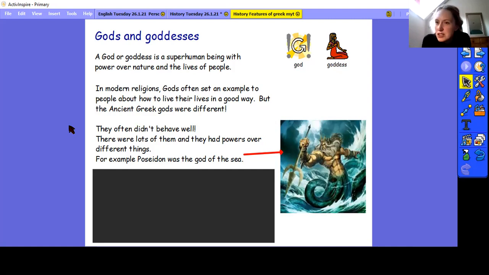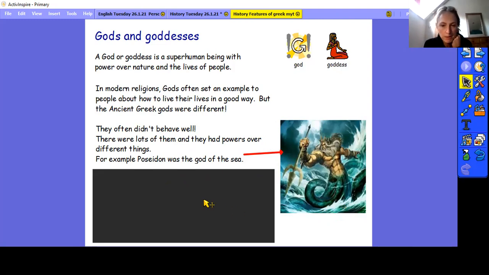Often they were jealous or angry, or they wanted to take revenge on people. Or they wanted to fight where they had wars with other gods or competitions with other gods. They weren't exactly exemplary people to follow. But there were a lot of them, and they had powers over different things. So for example, Poseidon, who we've got a picture of here, he was the god of the sea. And you can see he's just, with his hand, bringing the waves, whipping up the waves to make a storm.